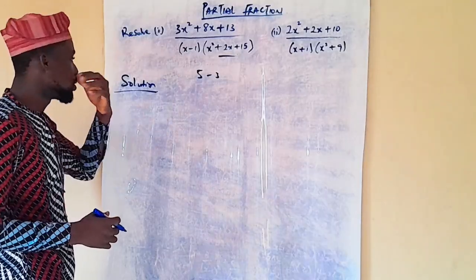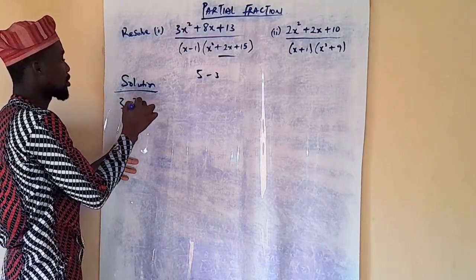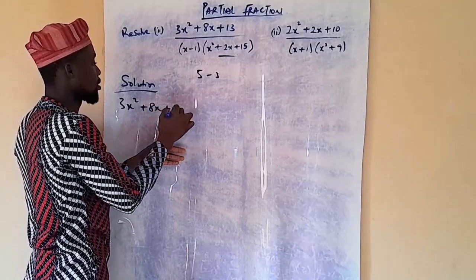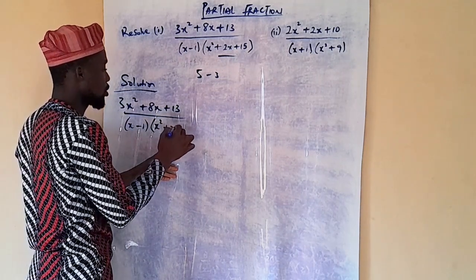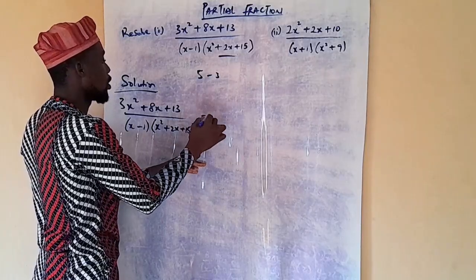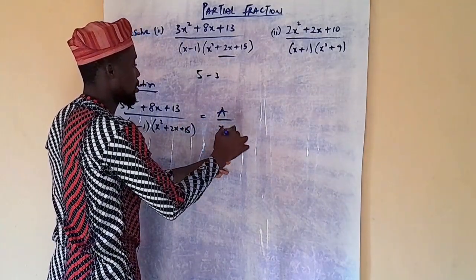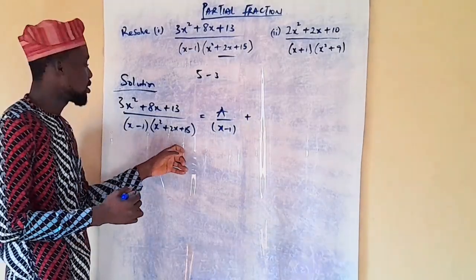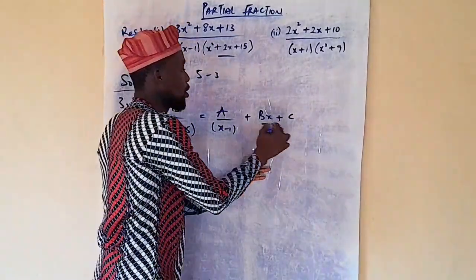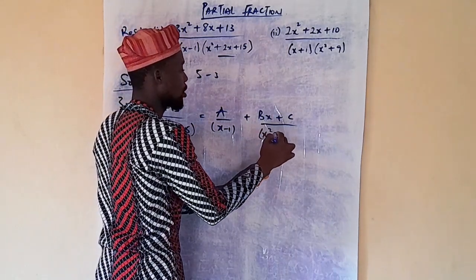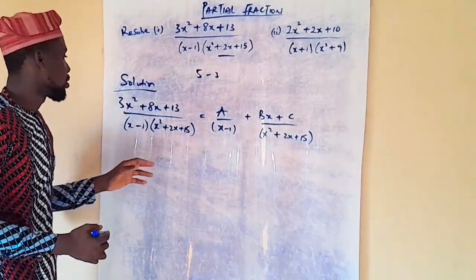Now, what do I then do? Expressing this fraction, I have 3x squared plus 8x plus 13 all over x minus 1 into x squared plus 2x plus 15, all equals to, since x minus 1 is a single factor, A over x minus 1, plus, for the immediate next, Bx plus C all over this factor, x squared plus 2x plus 15. Now I will start solving.